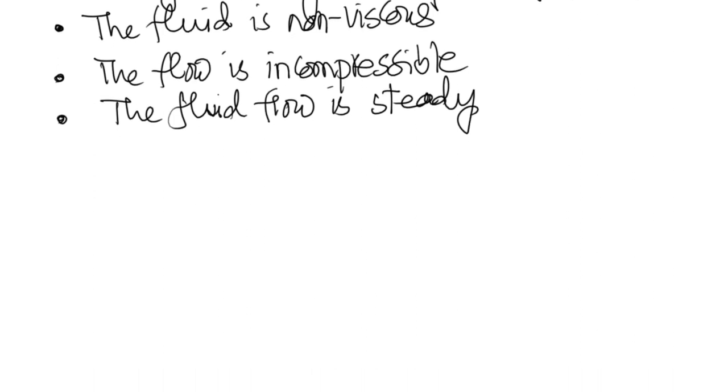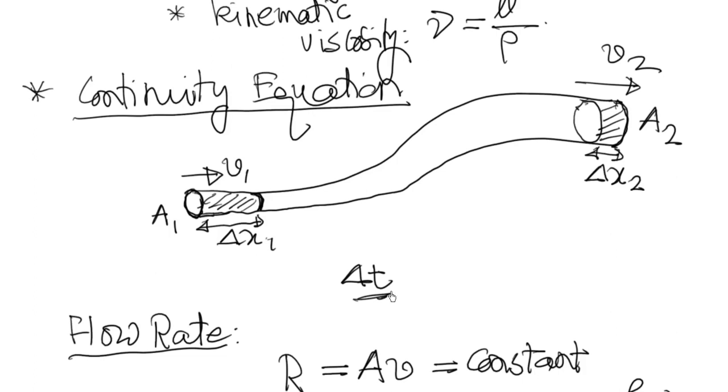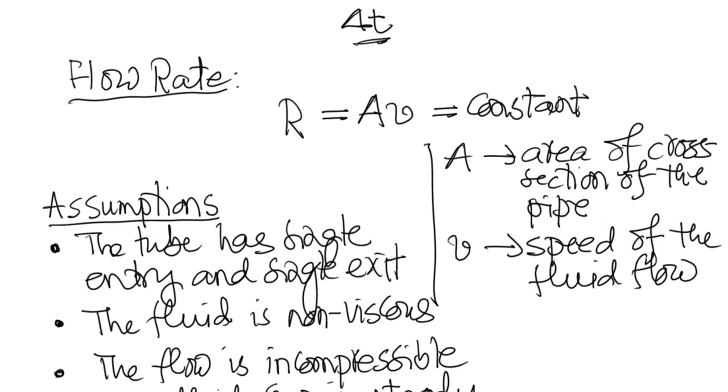Let us consider the fluid flows for a short interval of time, as I have shown there. In time delta t, the fluid moves a distance delta x1 with velocity v1 here, and the cross section of the pipe or tube at the entry point is A1, and similarly in this delta t time, the fluid at the exit point, just before exit point, moves the distance delta x2, where the velocity of the fluid is v2.